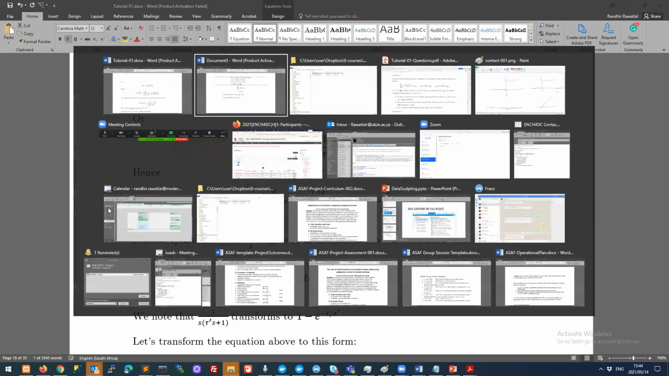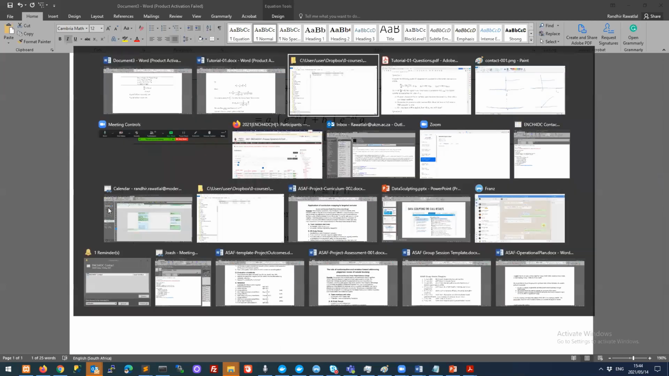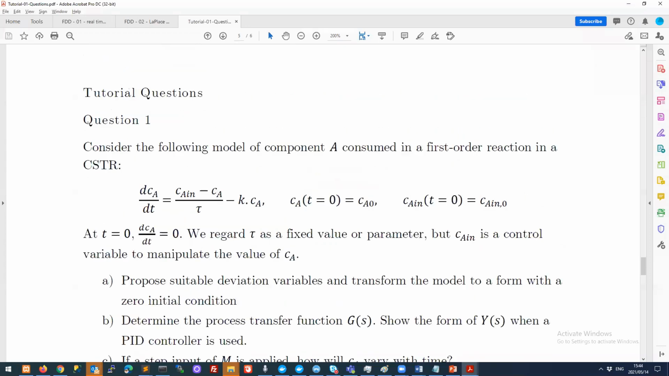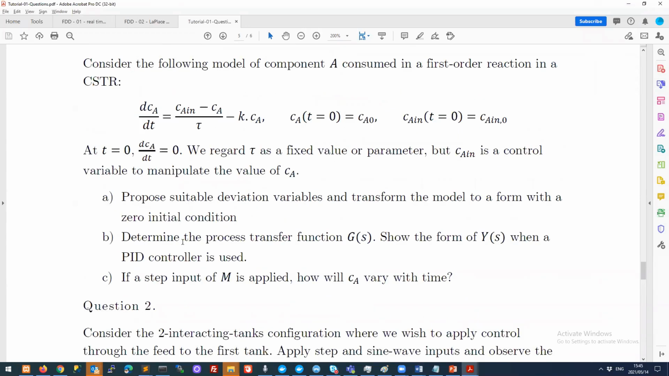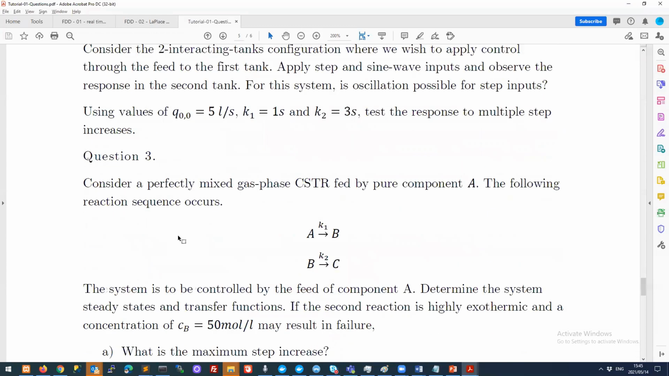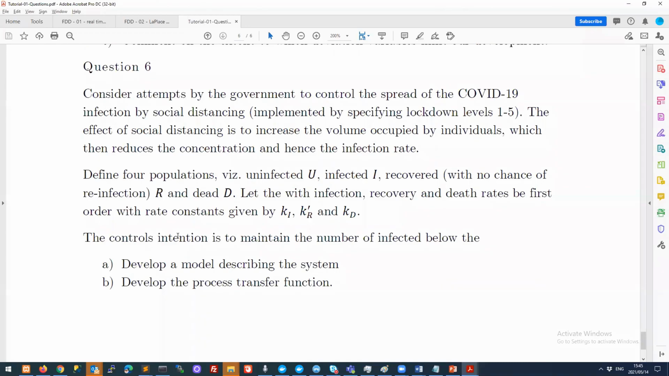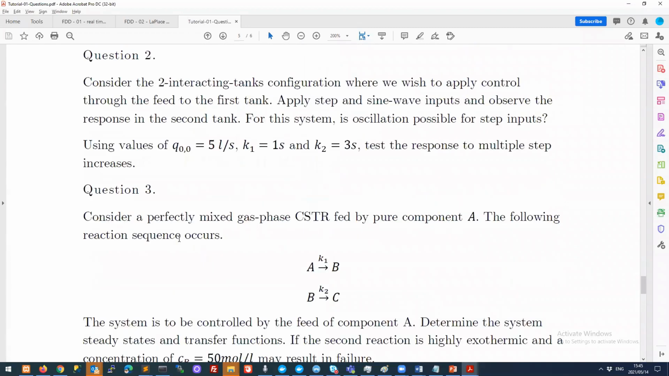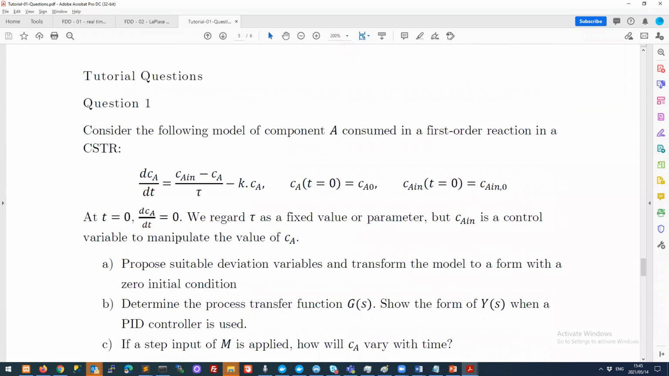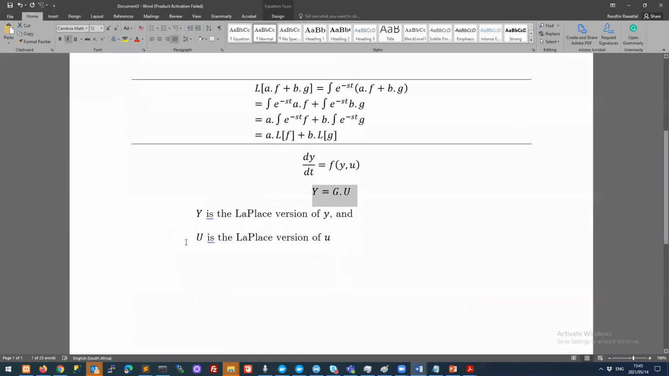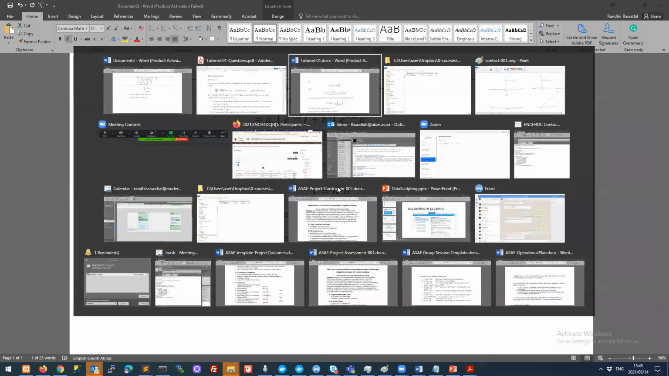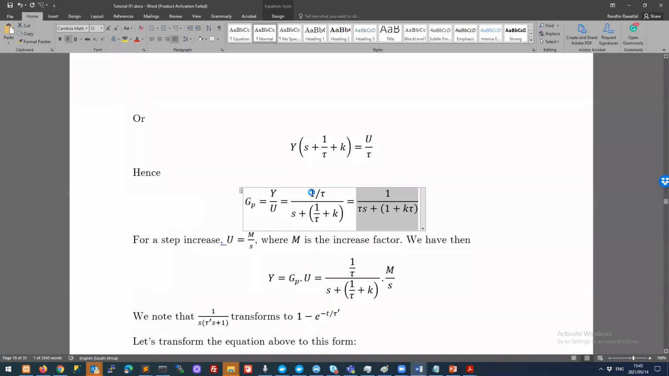So those are the questions in tutorial 1. So we've just worked through this question 1 here. And you'll see question 2, question 3, these are all of that type, right? So you've got all these situations, you want to develop the time equivalent of this, and then you want to find the Laplace transfer function. So you want to find the G function so that you get this nice form. So that's what I wanted to cover for today.